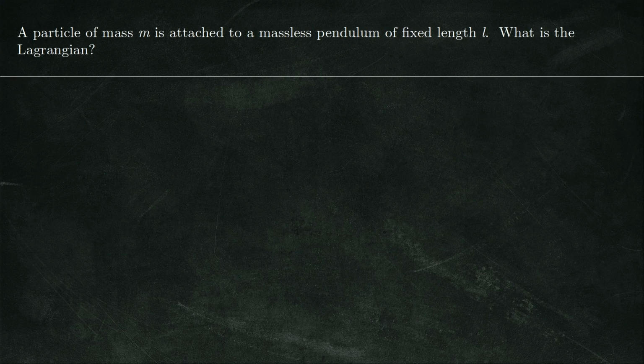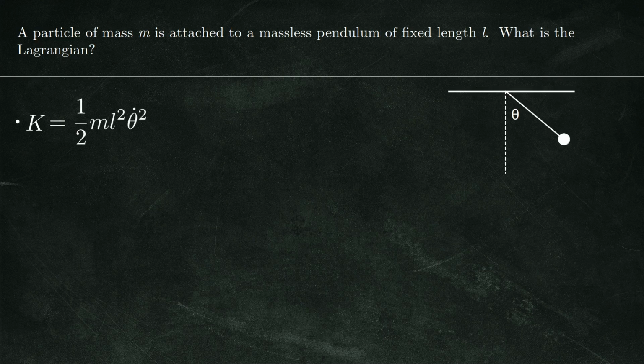Next example is the Lagrangian of a standard pendulum, which is shown here. Now the kinetic energy for this is a half m L squared theta dot squared. Here L is fixed, so that replaces r in the kinetic energy formula before, but because it's fixed, there's no L dot term. We only have the tangential component of velocity.